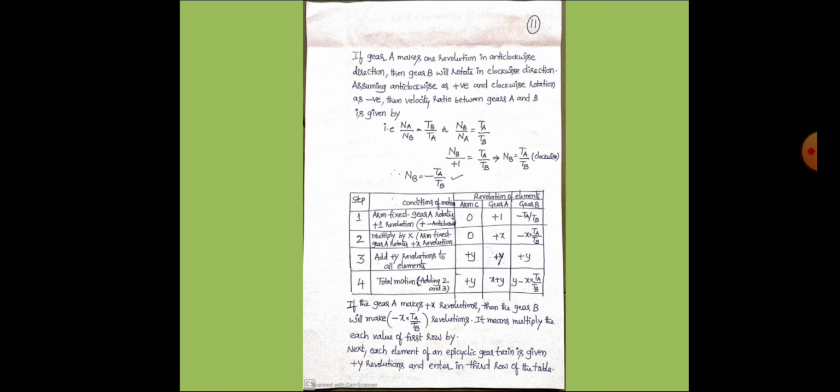In the revolutions of elements, there may be 3 columns or 4 columns, 5 columns. That depends upon how many elements are in the given epicyclic gear train. In the epicyclic gear train, in the example I took, there are 3 elements. What are they? Arm C, gear A, gear B. I wrote it in that order. Like that, you have to prepare a table.